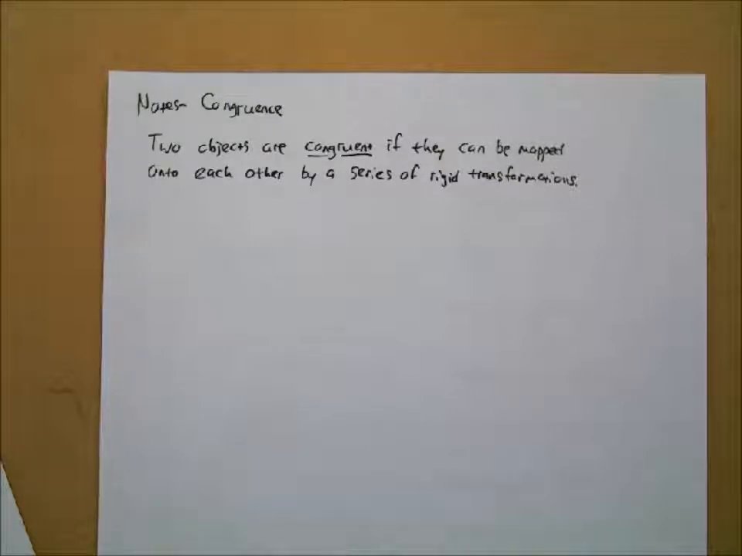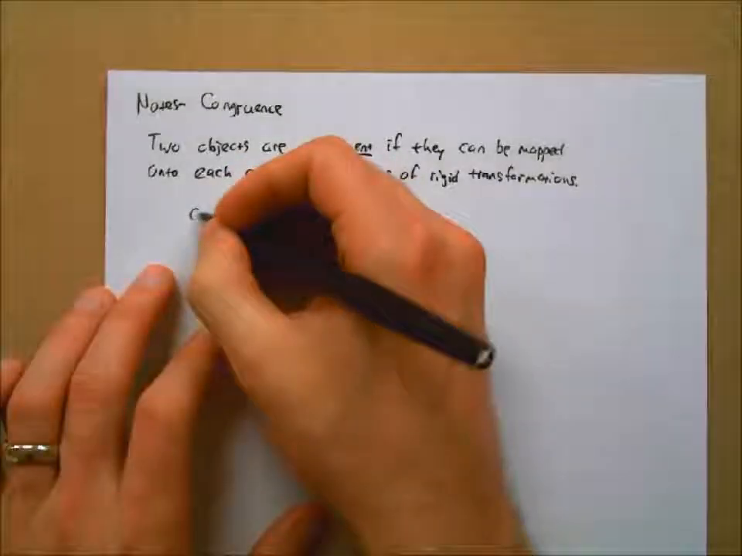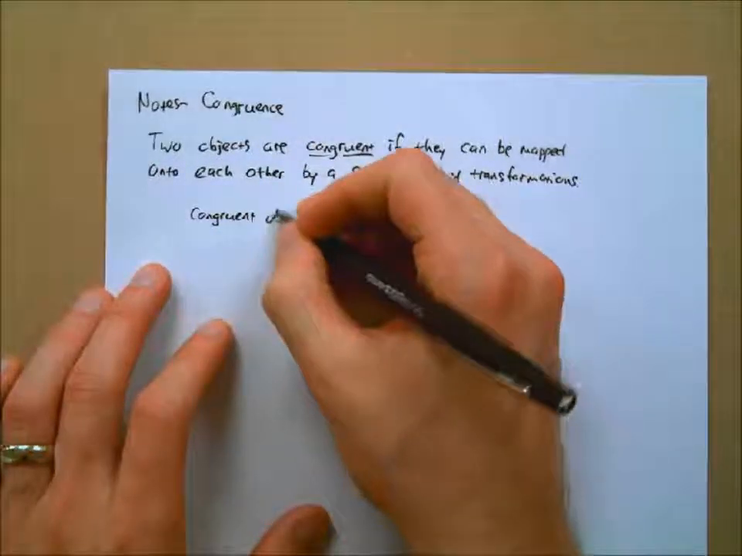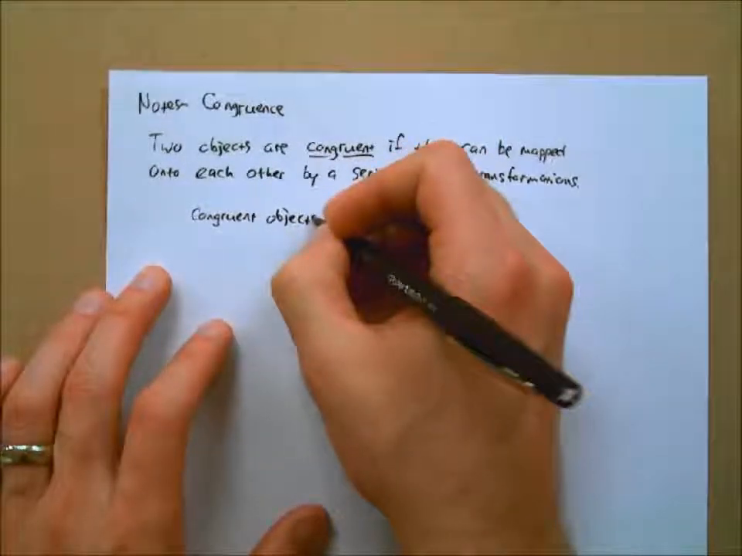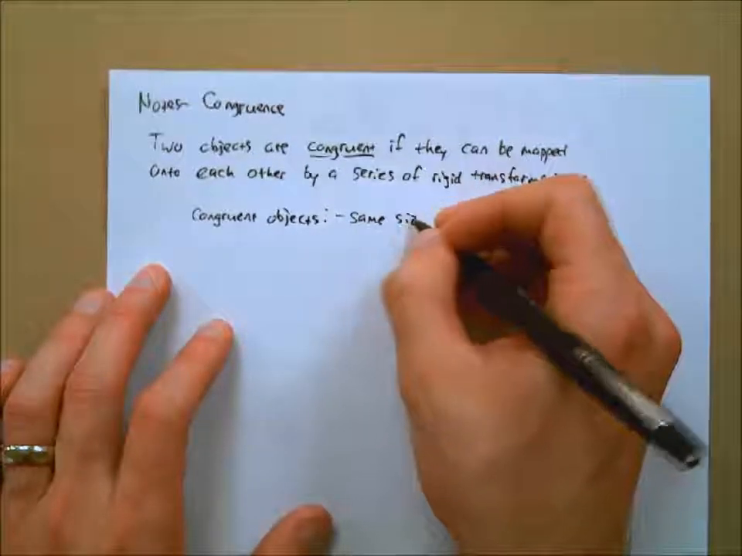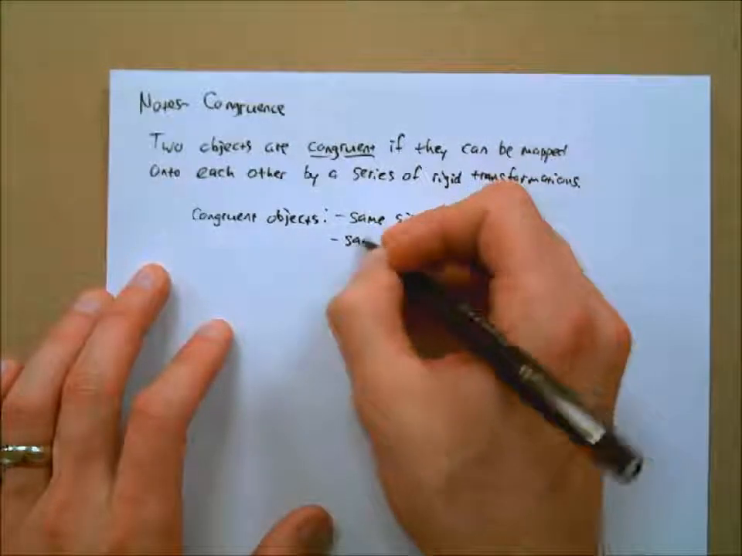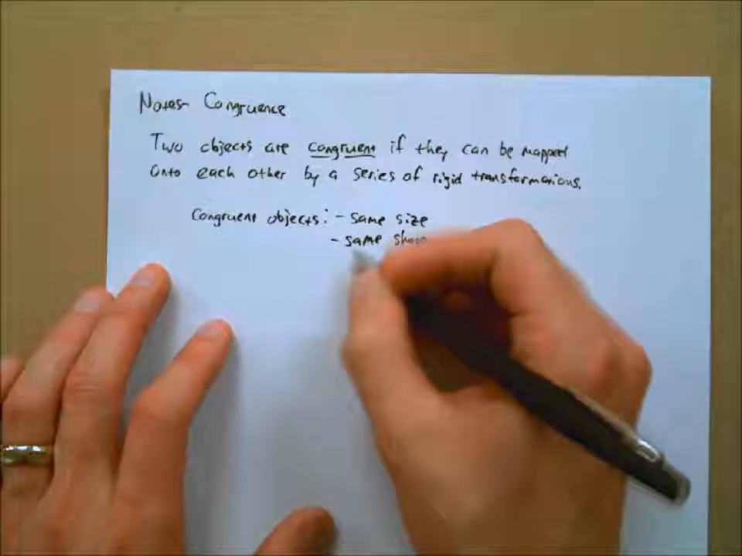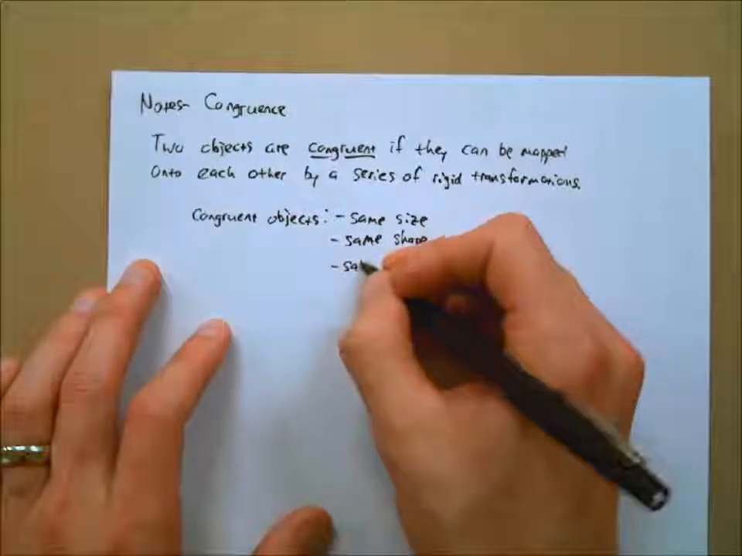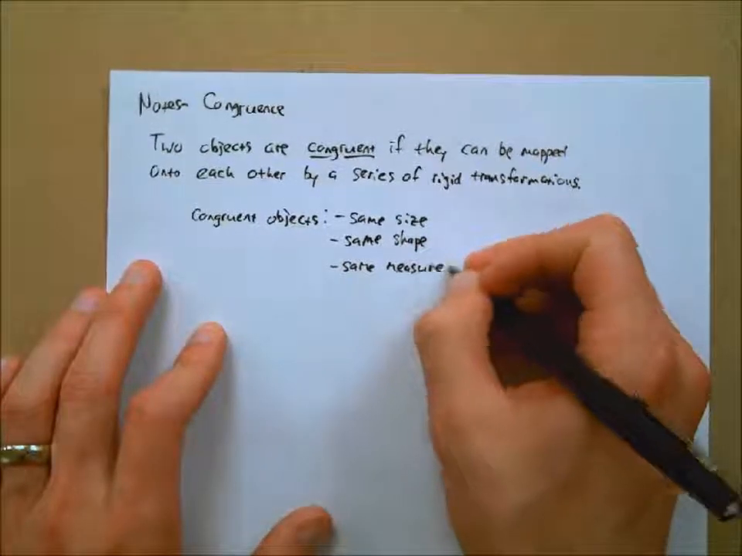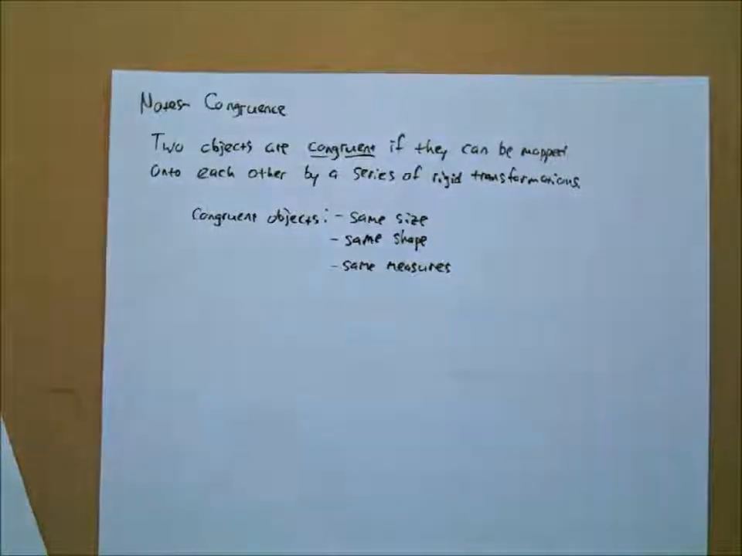So, congruent objects are the same size, the same shape, and important to some of the proofs that we've used, they have the same measures. Same measures.